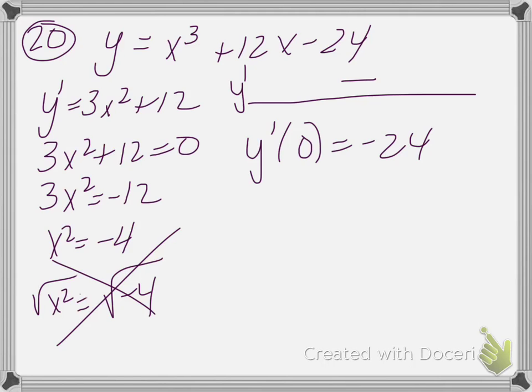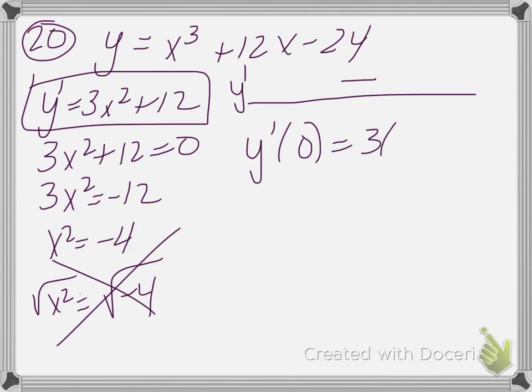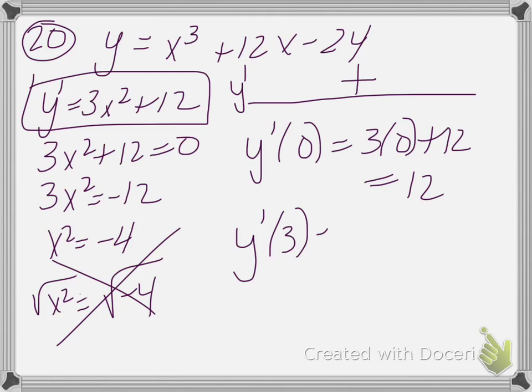Sorry, I put that in the wrong thing, didn't I? Supposed to be putting it into the first derivative. So I'm going to get 3 times 0 plus 12 equals 12, and it should be positive. You could try any number. If you did y prime of 3, you're still going to get a positive. So that means this function is always increasing, and that was choice C.